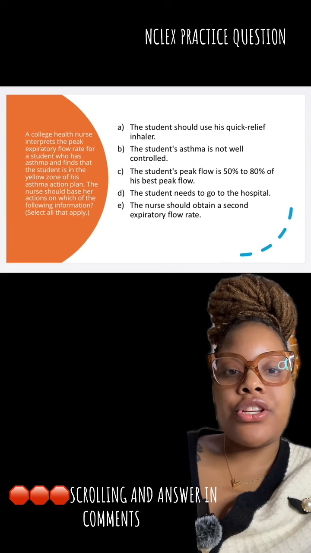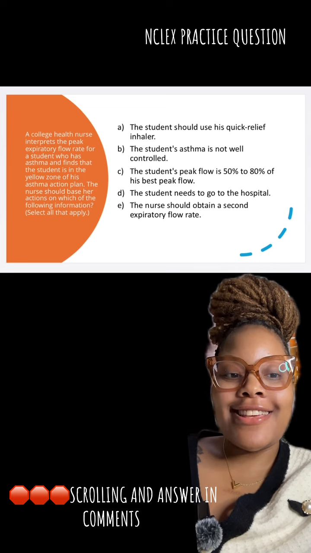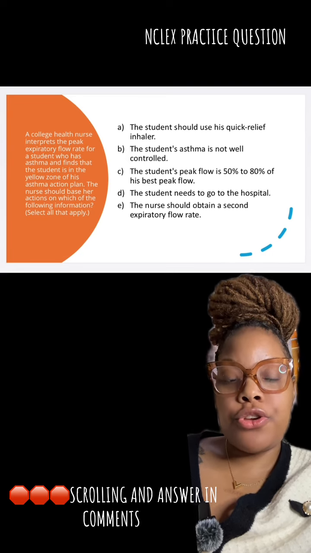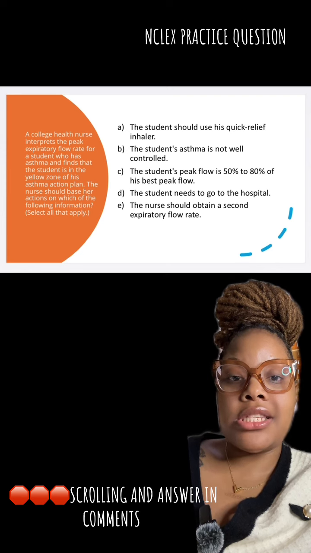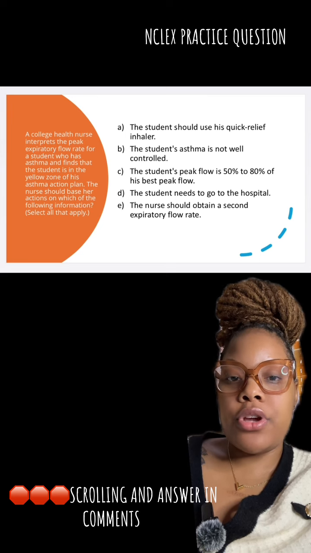It says that the student should use his quick relief inhaler. That is true. So a student that is in the yellow zone should use a quick relief inhaler such as albuterol to reverse the airway obstruction.